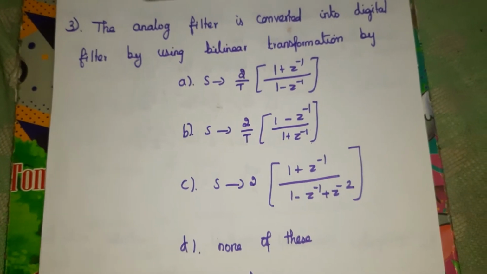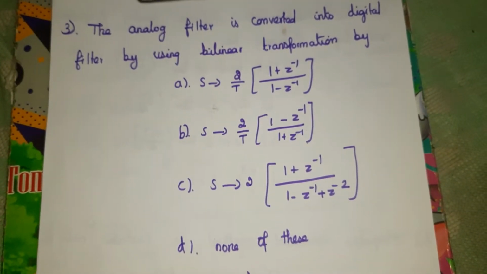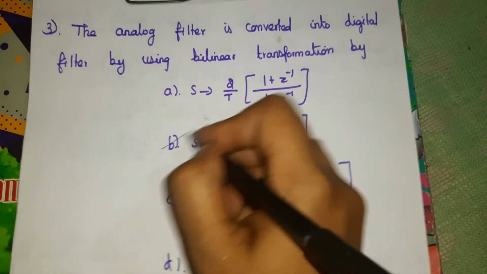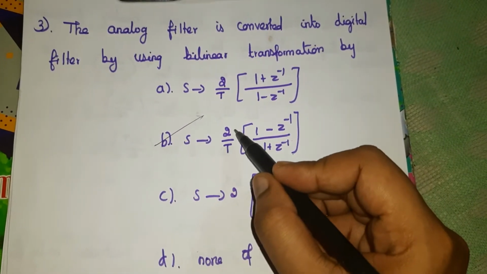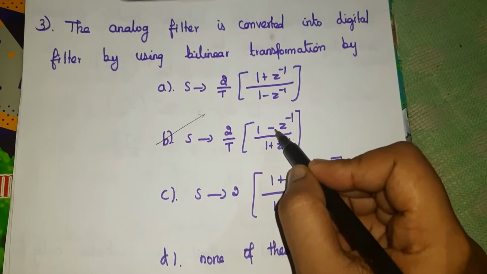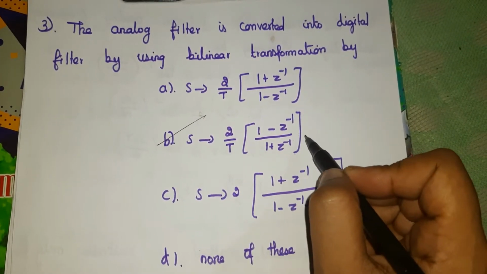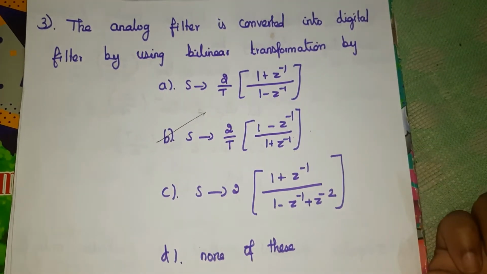Third question, the analog filter is converted into a digital filter by using bilinear transformation by. So here the answer is B. S is equal to 2 by T into (1 minus z power minus 1) divided by (1 plus z power minus 1). So here the answer is B.